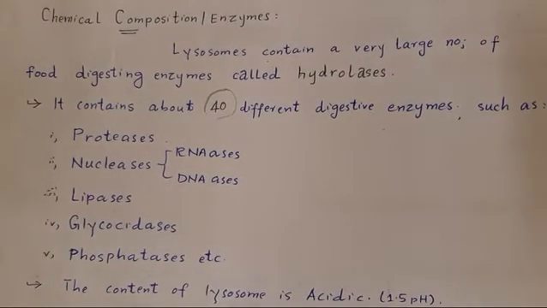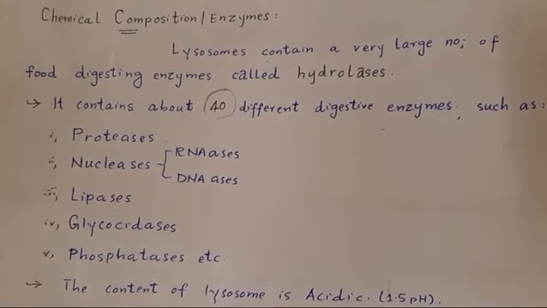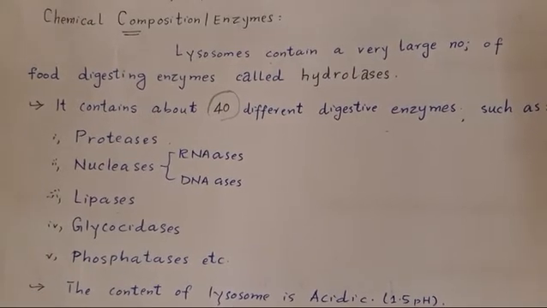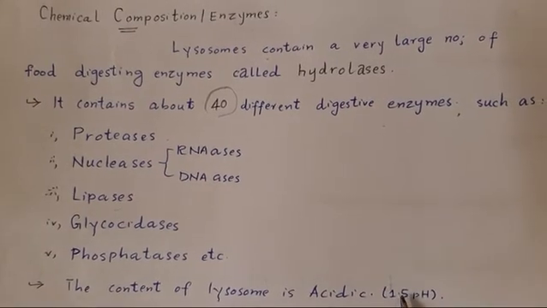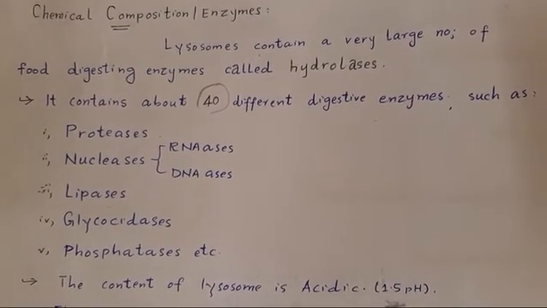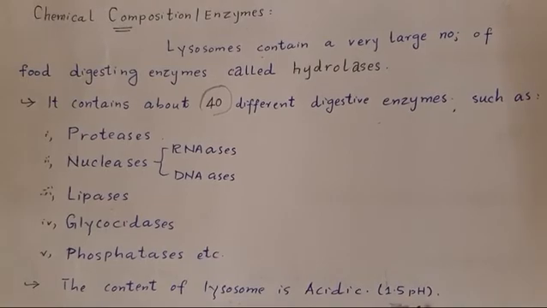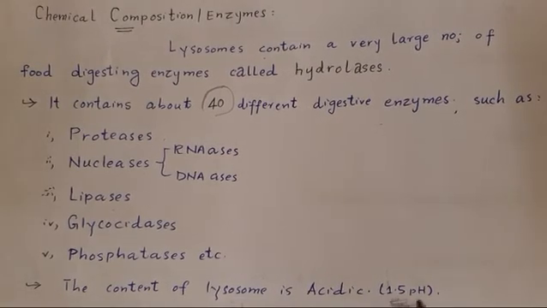The content of lysosome is acidic. That is why acid phosphatase enzymes are present: because the content of lysosome is acidic, that is, it has a low pH of 1.5.